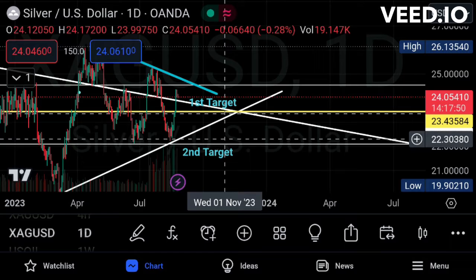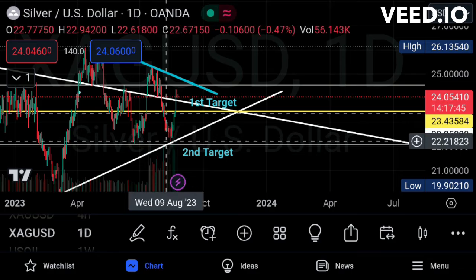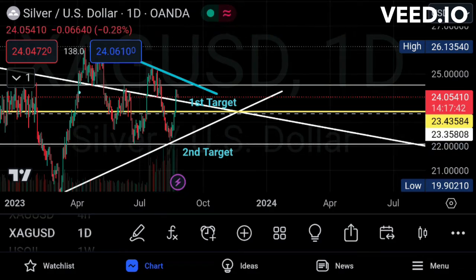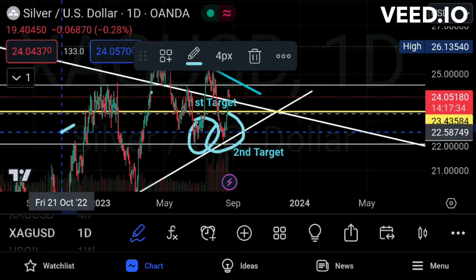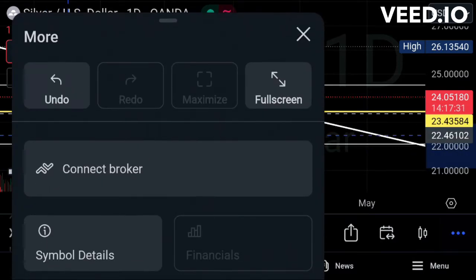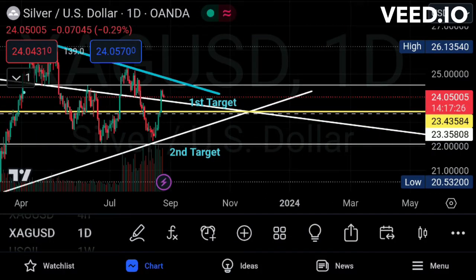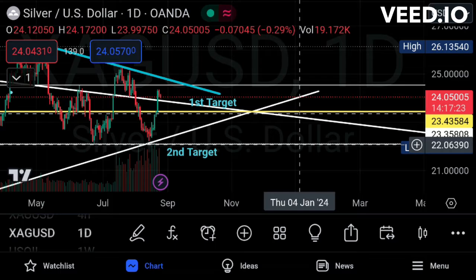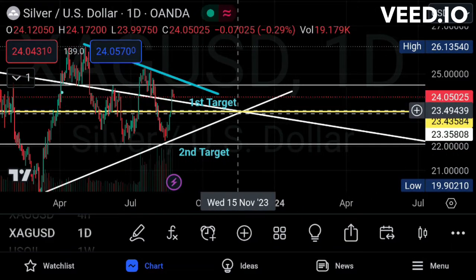So here it is, my second target will be all the way down here, because this level is acting as a major support. Wait, let me show you right there, this support, this support, and also if we go back here it acted as a resistance. So let me remove the drawings. So this can act as a very good next target at the 22.06 level right here.